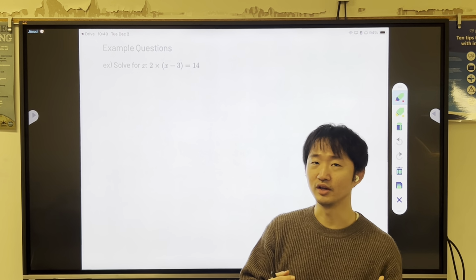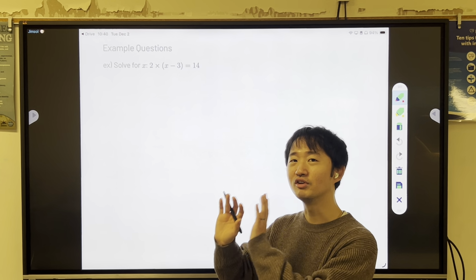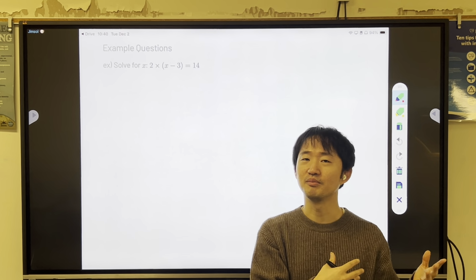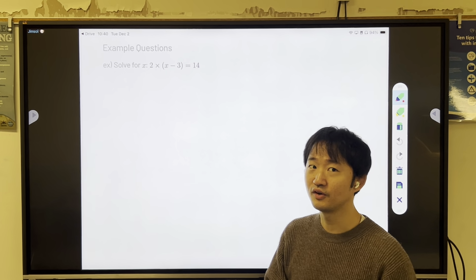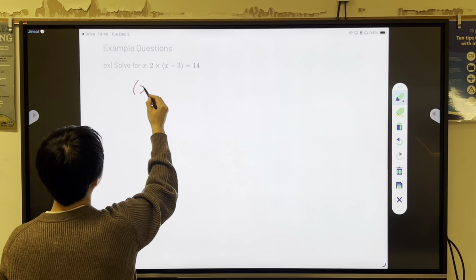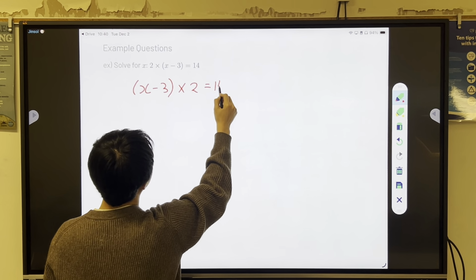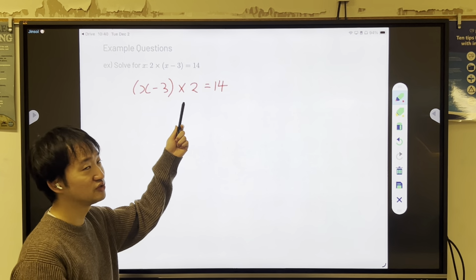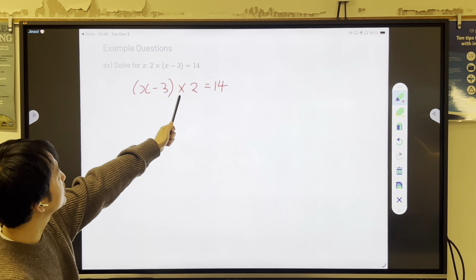When we're solving the equation, we're going in the opposite order of operation, which means we need to get rid of the times 2 first, and then we need to get rid of the minus 3 afterwards. Before we get started, I'm going to reorder the left-hand side, saying x minus 3 times 2 equals 14. I'm doing that just because this way I can see the operation of 2 a bit more clearly. So let's get rid of the times 2 first.